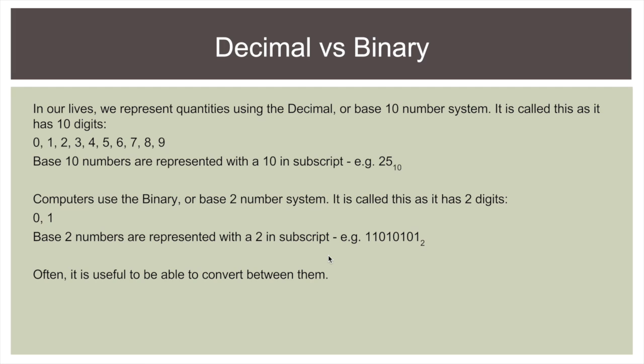We have an infinite number of bases. If you can think of any number, you can have a base of that number, and you can just represent a number with that little base there. So often it is useful to be able to convert between decimal and binary so that we can see what the computer sees.